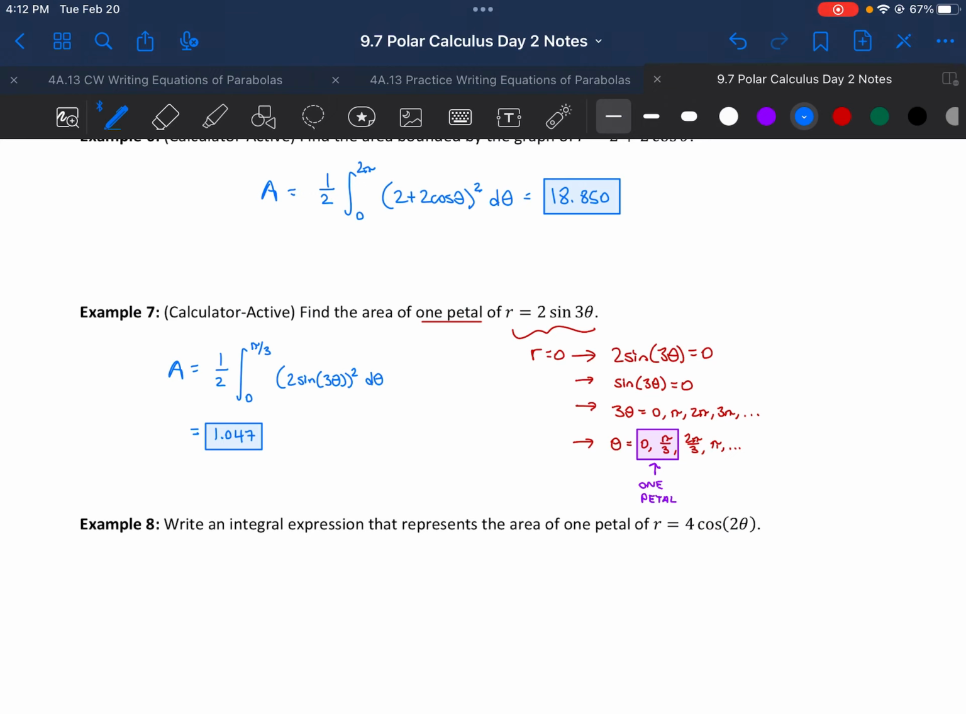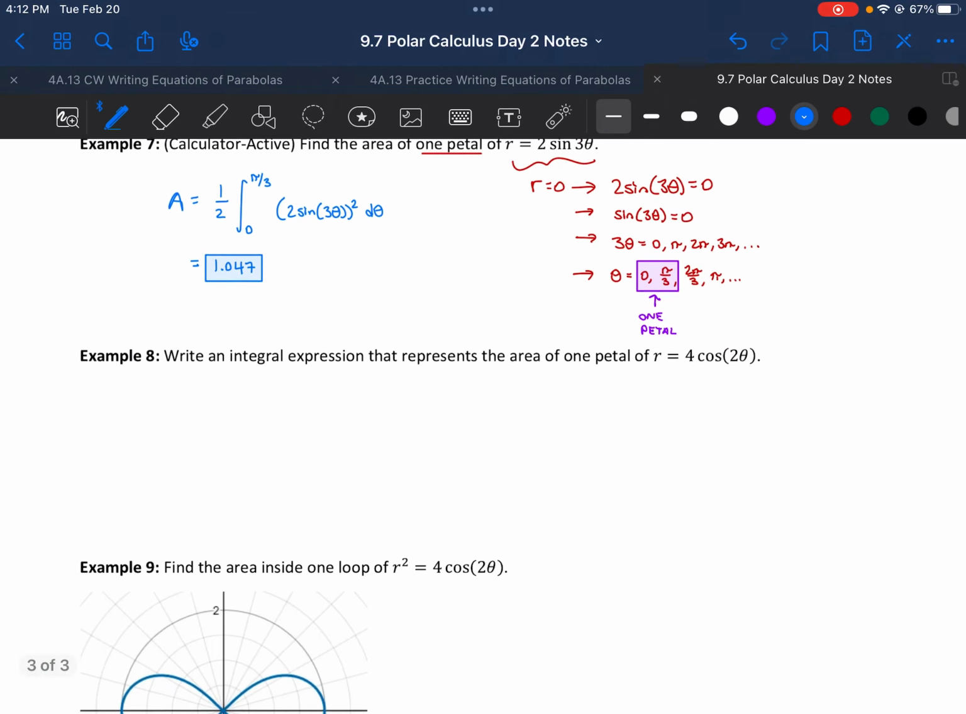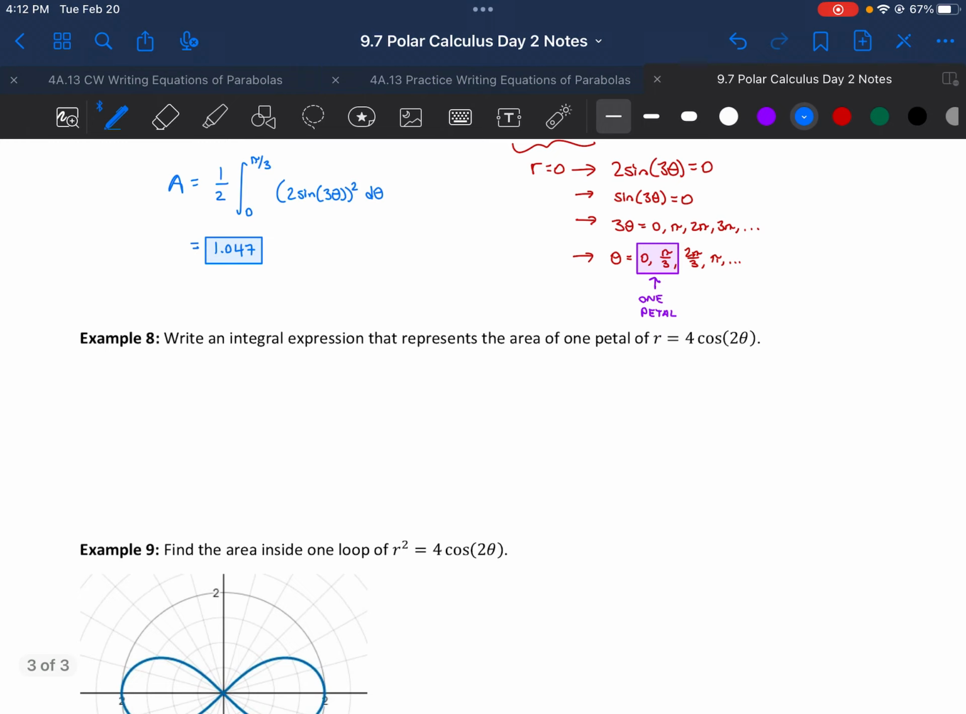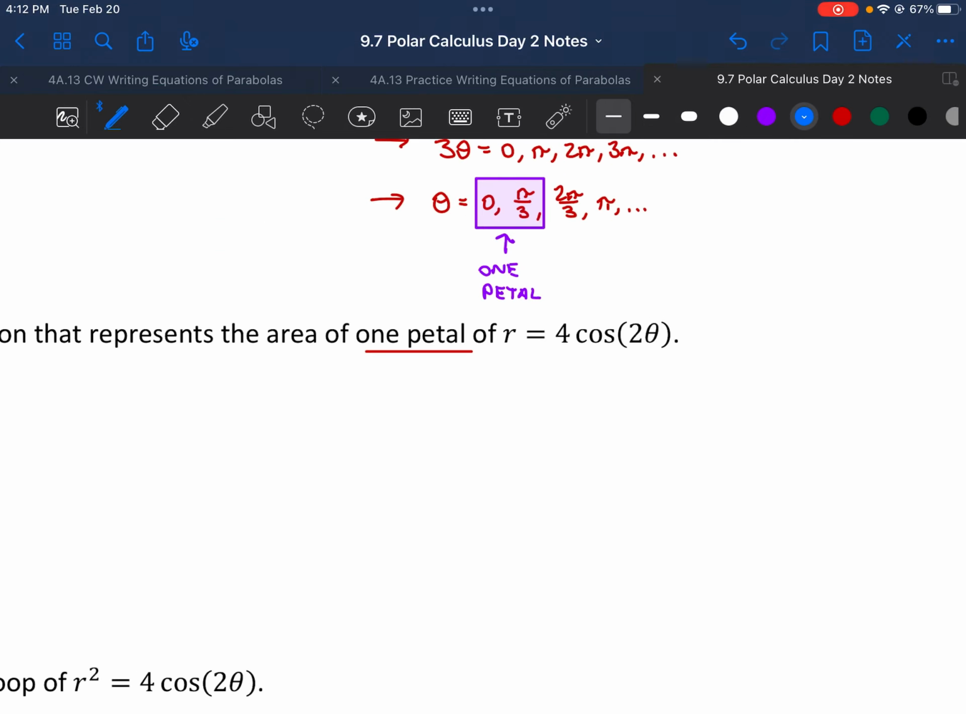All right, 2 examples to go. Example 8, write an integral expression that represents the area of one petal. So again, we're going one petal here. And we are not solving this problem. We are just writing the integral expression. However, we could solve it pretty easily if it was calculator active. So again, we want to find an area expression for one single petal.